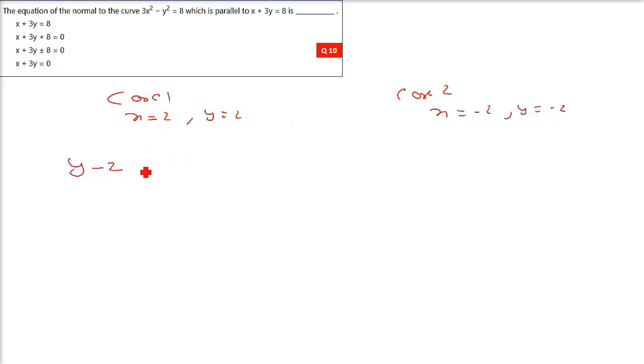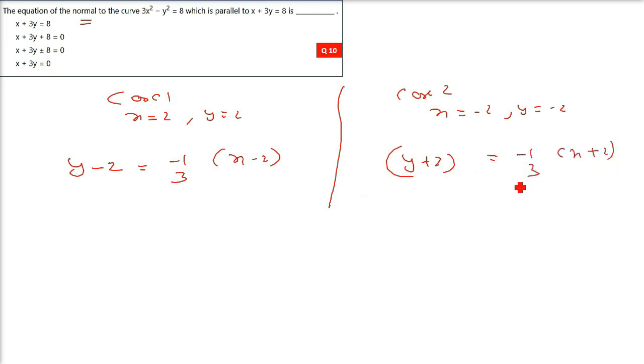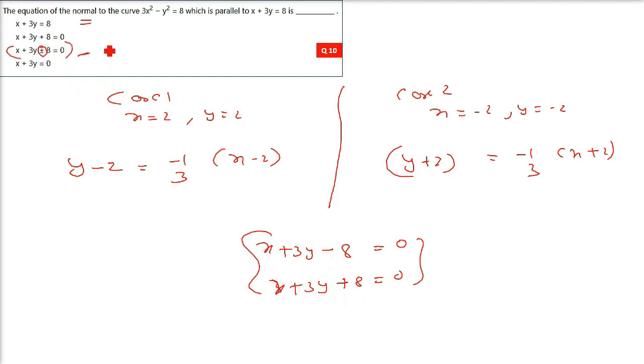So y minus y1 equals m times x minus x1. So x and y is 2 and 2, with negative 1 by 3. Earlier in the beginning of the question, I have highlighted why we are going to use negative 1 by 3 as the slope. Here the points are minus 2, so it will be plus 2 like this one. When you solve this, you are going to get x plus 3y minus 8 in one case, and in the other case it will be x plus 3y plus 8. This plus 8 and minus 8 can be combined in one equation in order to match the third option which we are getting. x plus 3y plus minus 8 equals 0.